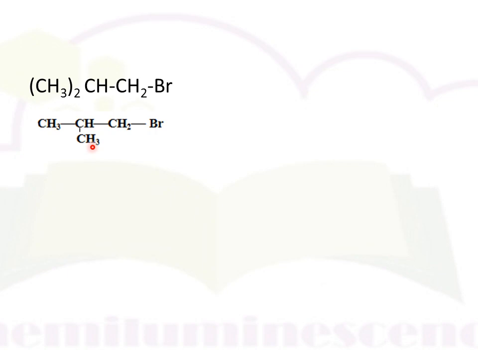That's why this alkyl part is named with iso. When there is a methyl group at the second carbon, it is named iso, and there are a total of 4 carbons. That's why this alkyl group is named isobutyl, and this bromine is named bromide. That's why the name of this compound is isobutyl bromide.